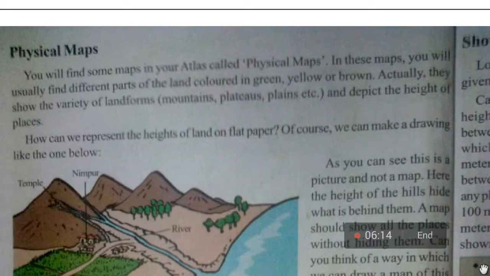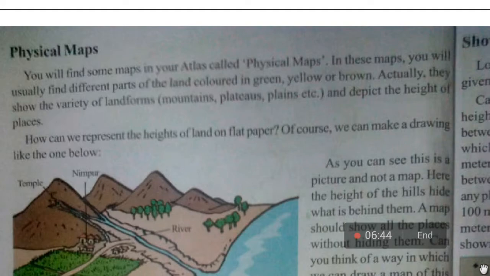Next, see the physical maps. So what are physical maps? Already in 6th class you learned that there are 4 types of maps. In that, the physical map is one of the types. See some of the atlas. Whatever maps are there in your atlas are called physical maps. Every atlas is showing physical maps.